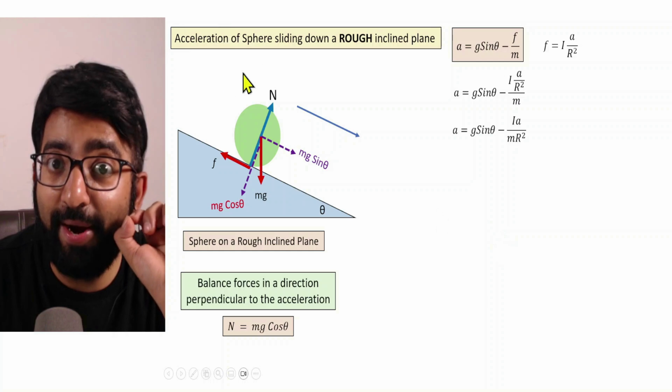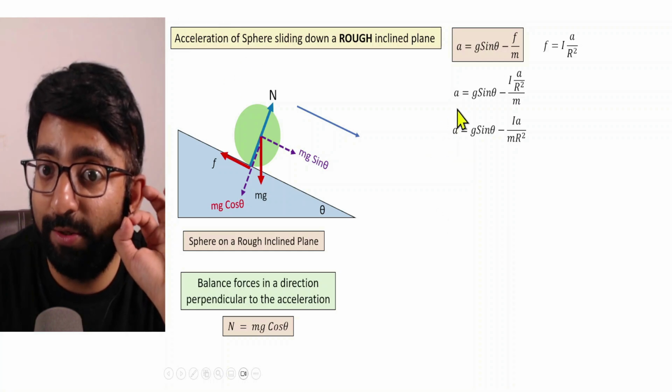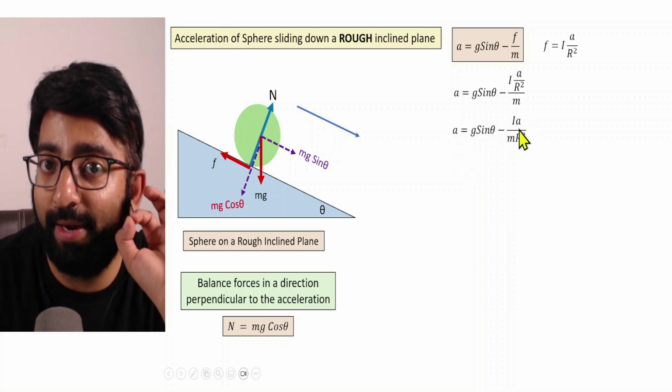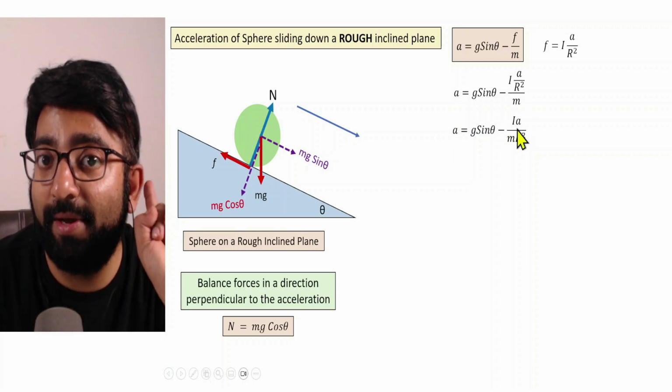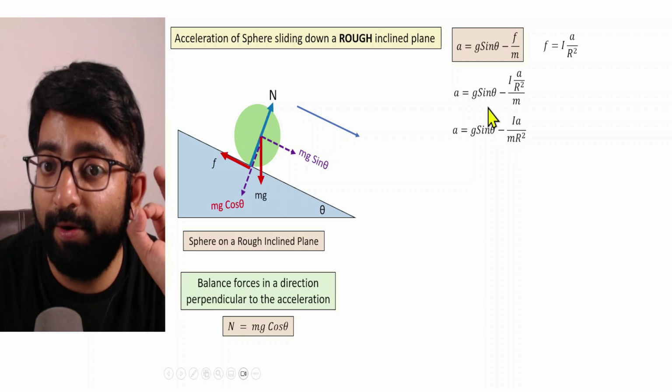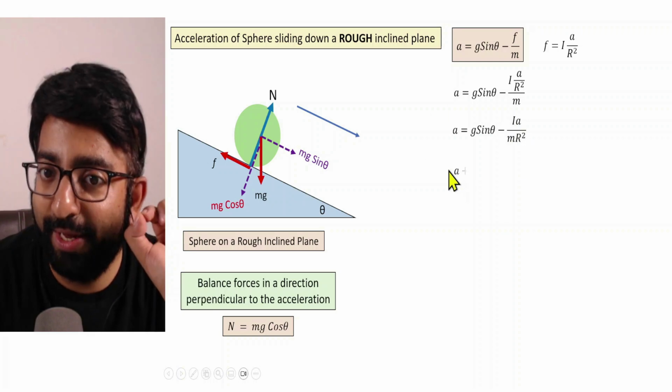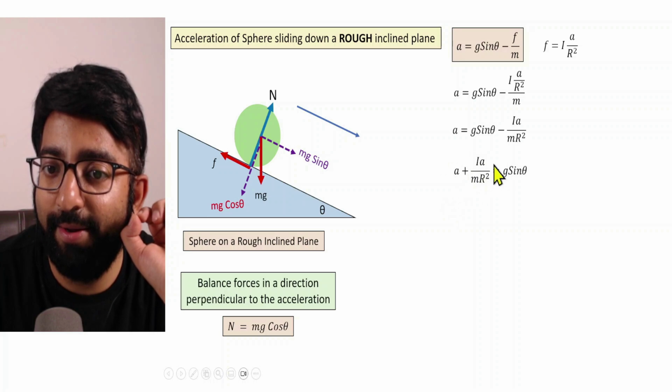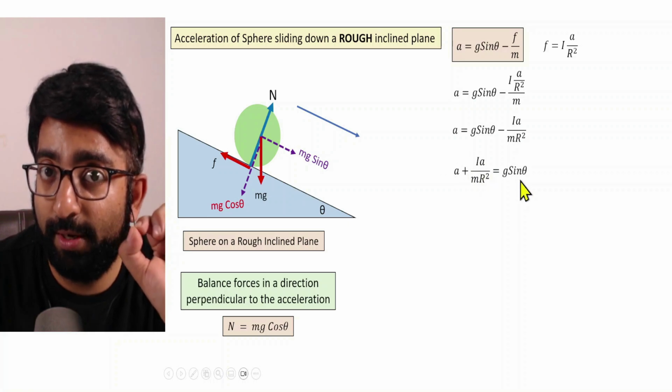Now remember, we have to find the acceleration. So we have acceleration on the left, also on the right hand side. So we need to make acceleration as the subject. So we will take this entire term which is in negative and we will put that on the left hand side. So the expression will become A plus IA upon MR square is equal to g sine theta.